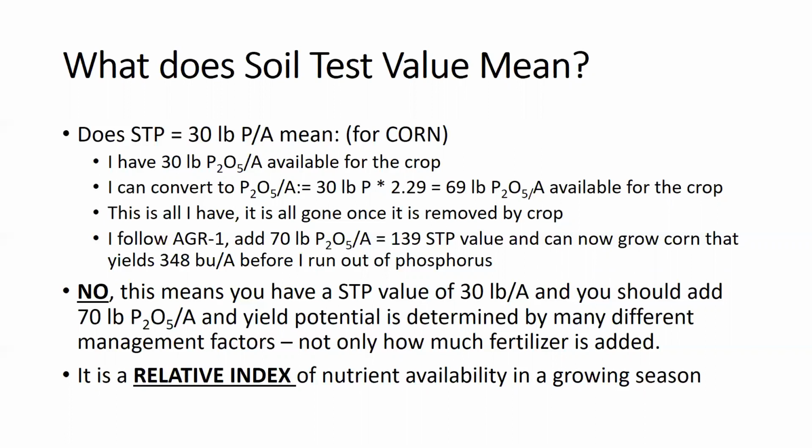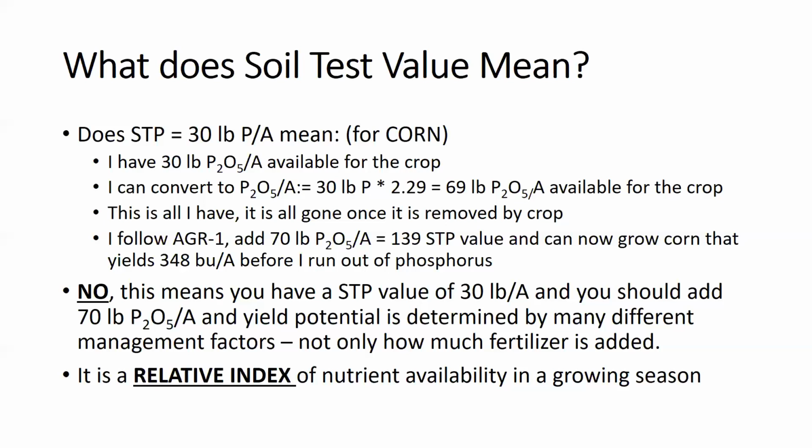But a lot of people, it's a confusing concept. A lot of people think, oh, it means if I don't have more than 30 pounds, all I can grow is whatever 4 divided into that is. No, that's not the case. So that means I have a soil test value of 30 pounds per acre. That's an index. That's giving me a relative idea of what I have compared to what I need to maximize crop yield based on that calibration data. And that means based on AGR1, I should add 70 pounds of P2O5.